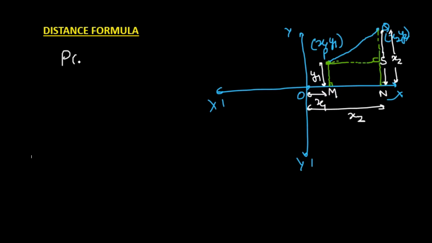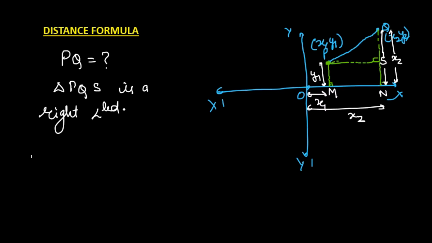Now, we have to find PQ, and triangle PQS is a right angle triangle. Correct? And it is right angle at S. In a right angle triangle, we can apply Pythagoras theorem, and the Pythagoras theorem says that the hypotenuse square is equal to the sum of the squares of the two legs of the right angle triangle. So PQ square will be equal to PS square plus SQ square.